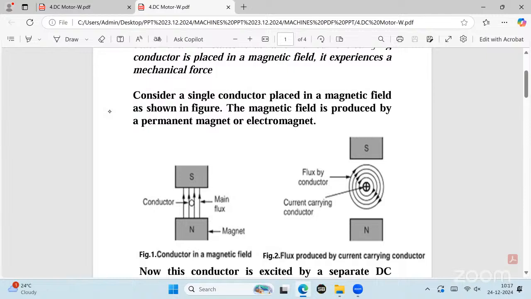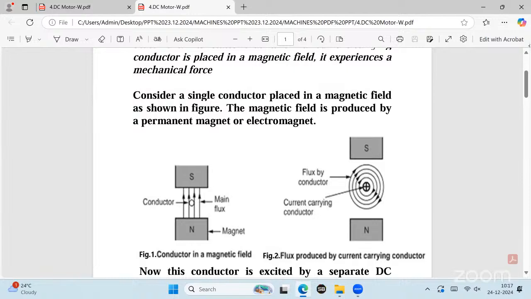Now this conductor should be given a supply with the help of a battery. This is the condition. Now if I give a voltage, what will flow? Current will flow through the conductor. Confirm? Yes. We should give a supply to the conductor so that current flows to the conductor.